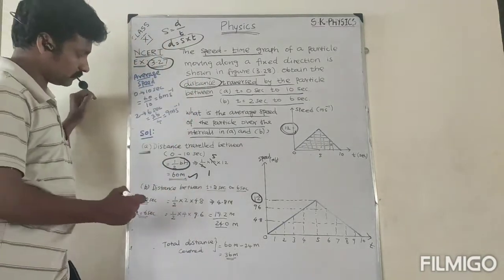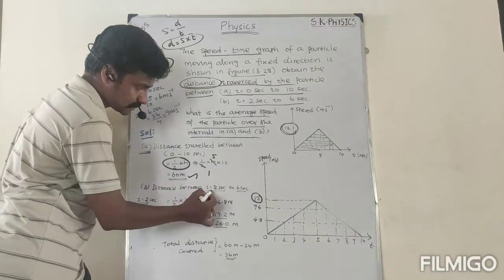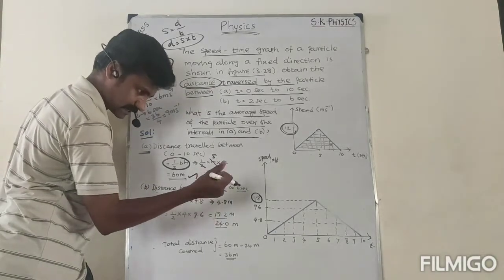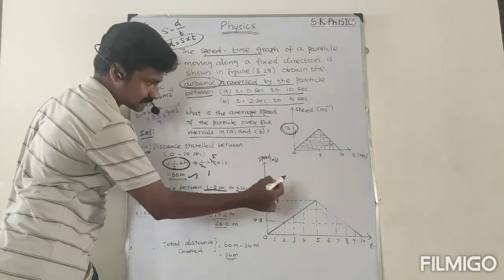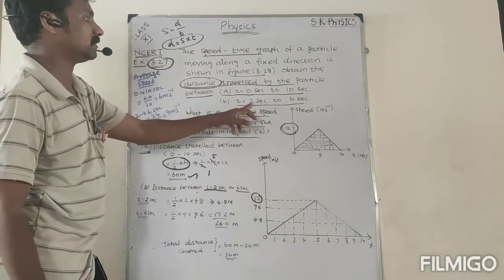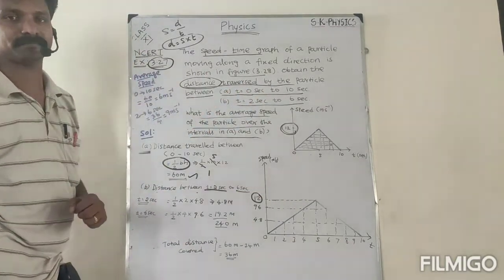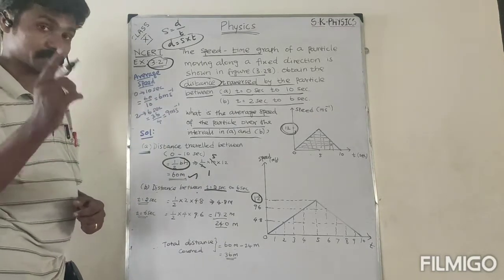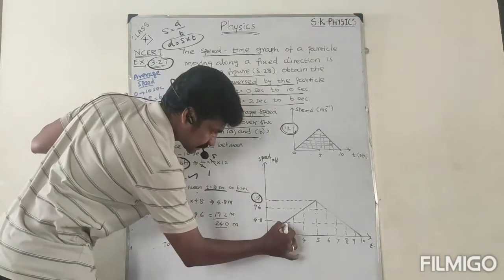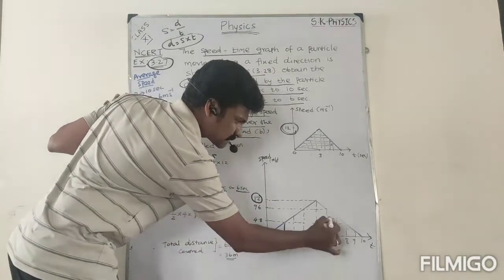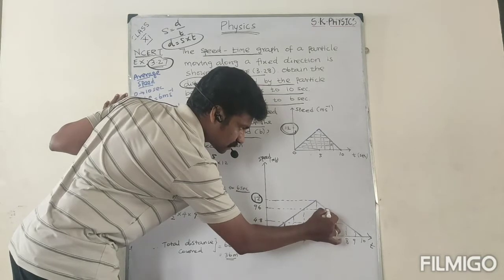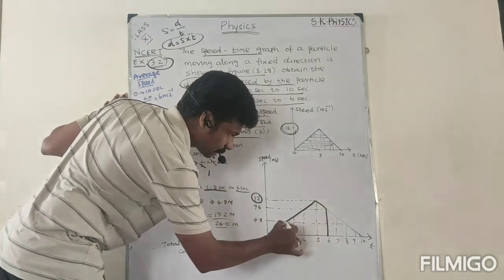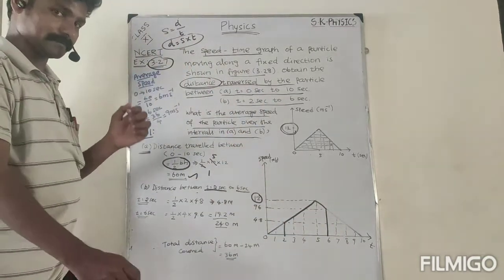Then the next one: the distance between t equal to 2nd second and 6th second. See that? 2nd second to 6th second. So in this duration, how much distance is covered? You should focus: see, the 2nd second is here, then the 6th second is here. So you must calculate this area alone. So how to calculate this area alone?